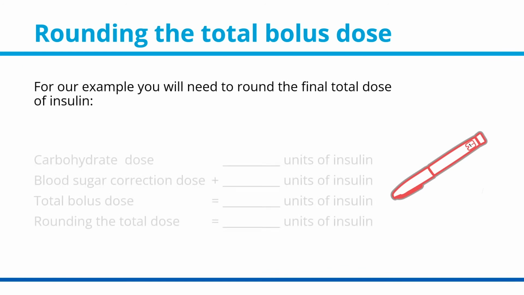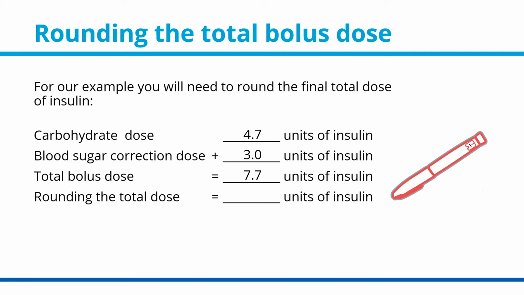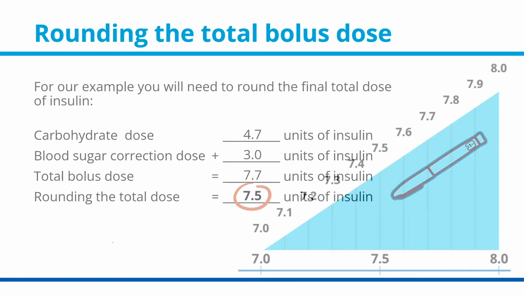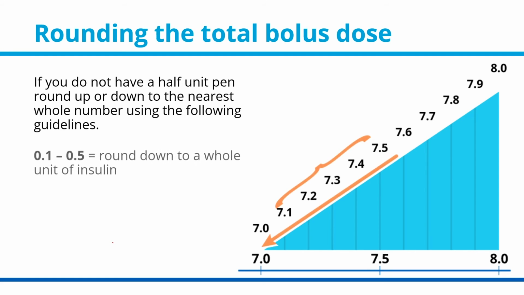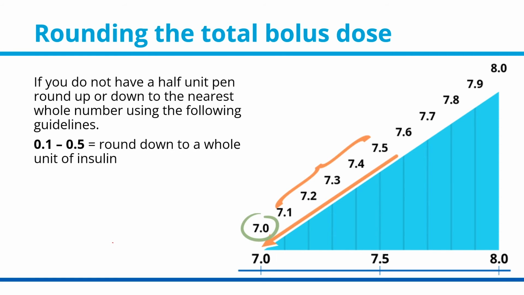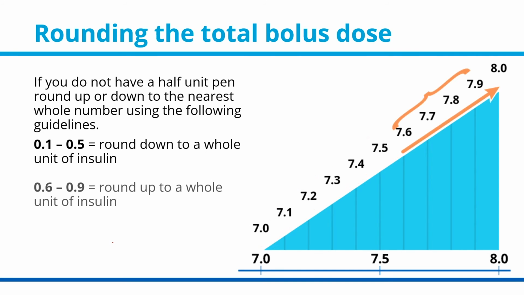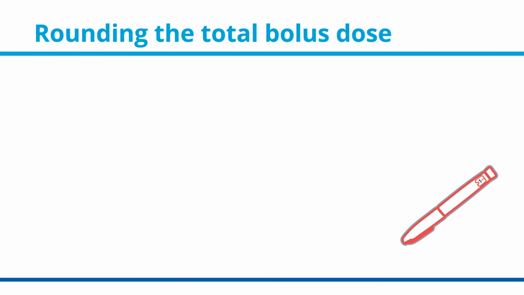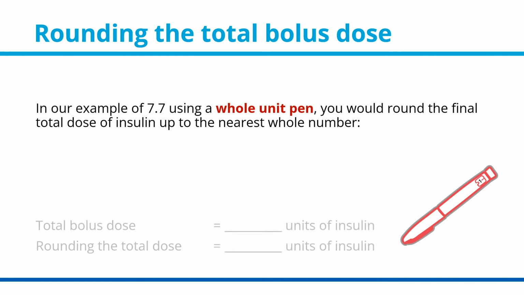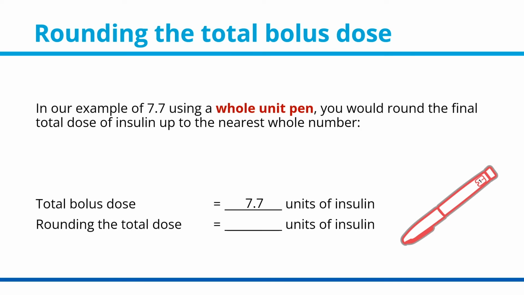For our example that gave us a total bolus dose of 7.7 units of insulin, we would round the dose down to the half number so that our final rounded dose would be 7.5 units of insulin. If you do not have a half unit pen, round up or down to the nearest whole number using the following guidelines. 0.1 to 0.5, round down to a whole unit of insulin. 0.6 to 0.9, round up to a whole unit of insulin. In our example of 7.7, using a whole unit pen, you would round the final total dose of insulin to the nearest whole number, so that our final rounded dose would be 8 units of insulin.